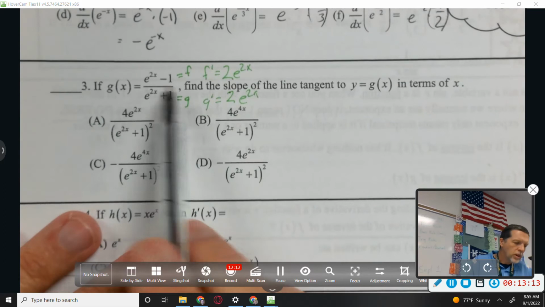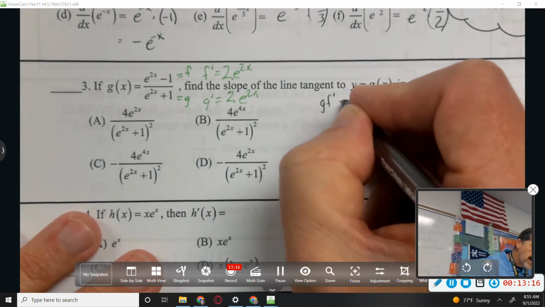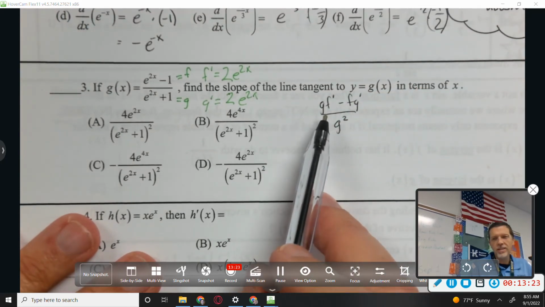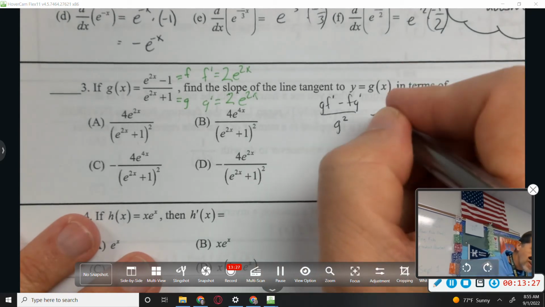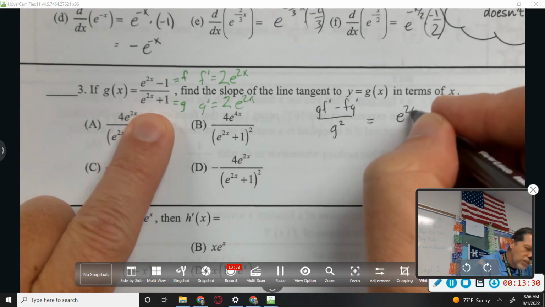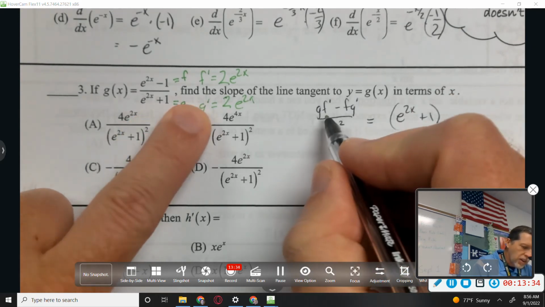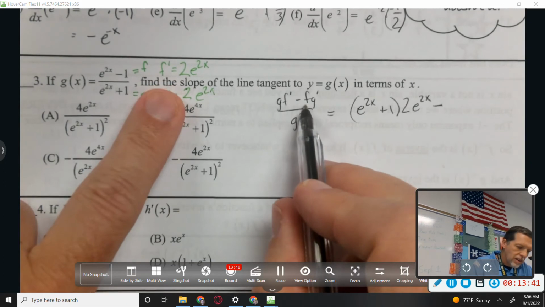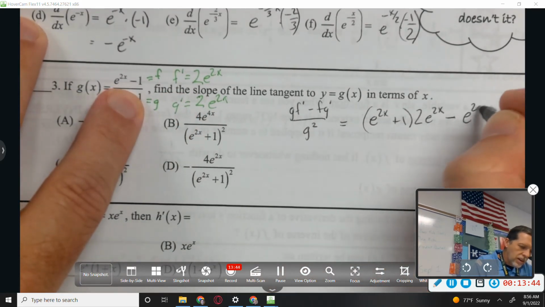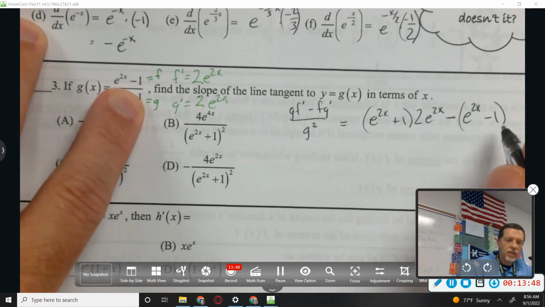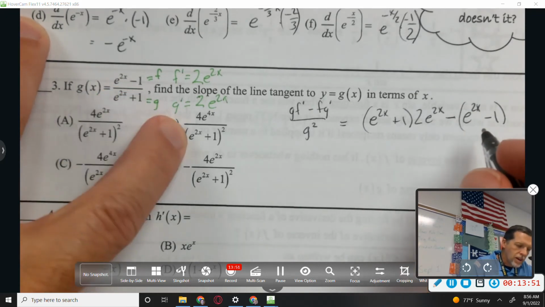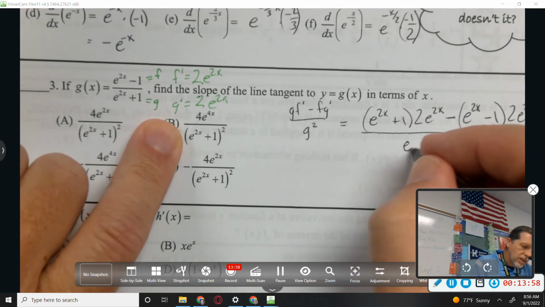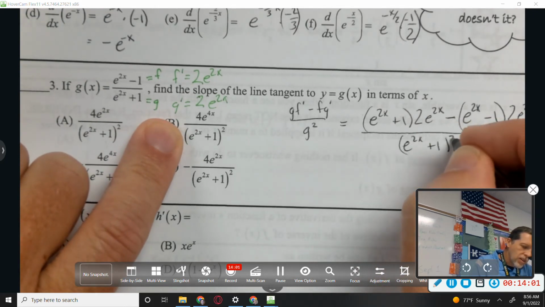And now I'm ready to use the quotient rule, g f prime minus f g prime over g squared. Right? The g f prime has to come first. That's the only way the chain rule works, among other things. The g f prime has got to go first. So g is e to the 2x plus 1 times f prime, 2e to the 2x, minus f, e to the 2x minus 1, parentheses here to make sure that minus sign goes all the places it needs to go, g prime, 2e to the 2x, all over g squared, e to the 2x plus 1 squared.